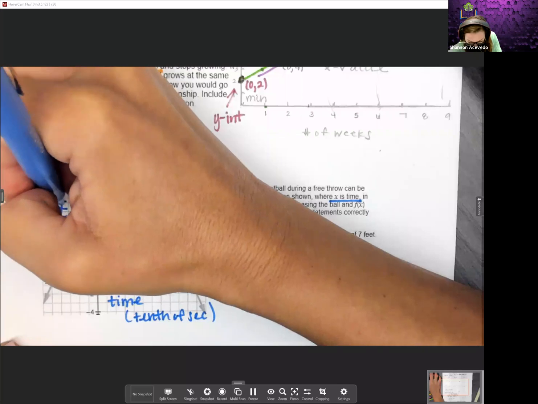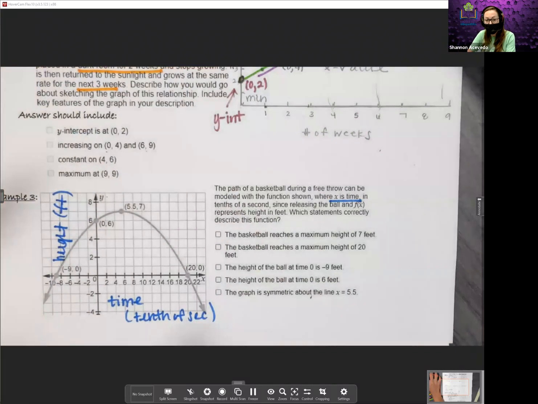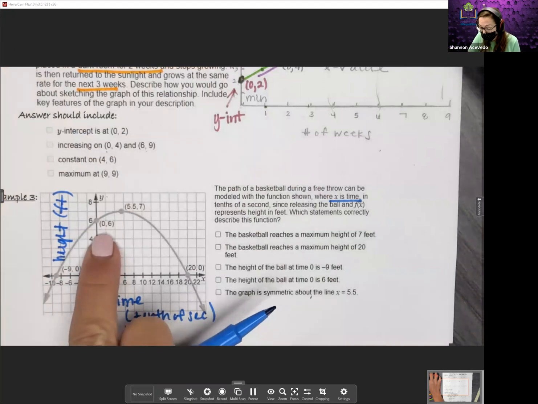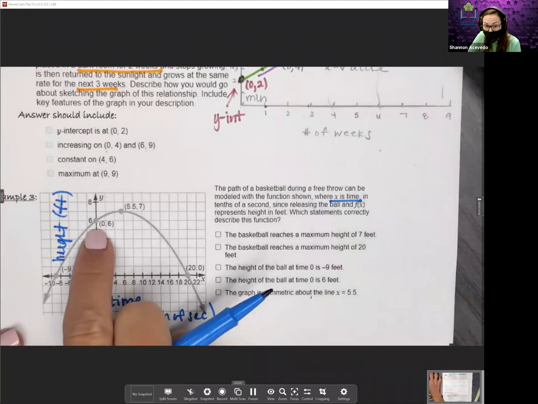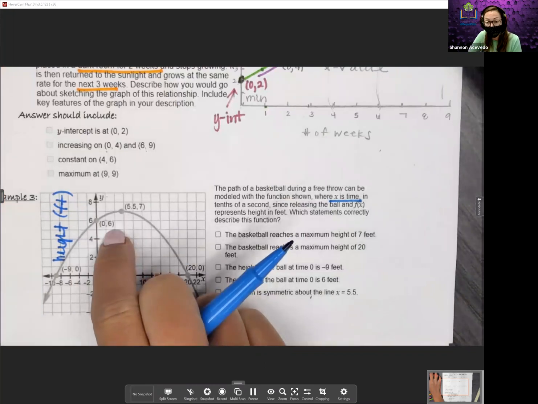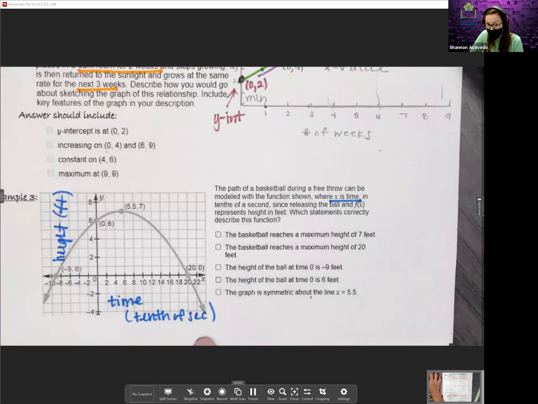I like to label my axes so I know what these values are telling me. When I look at this point, the x value is 0. So at 0 time, the ball is at 6 feet. That's what this is telling me. If I haven't even thrown, the ball is at 6 feet, so the person must be starting to throw at that 6 feet mark.